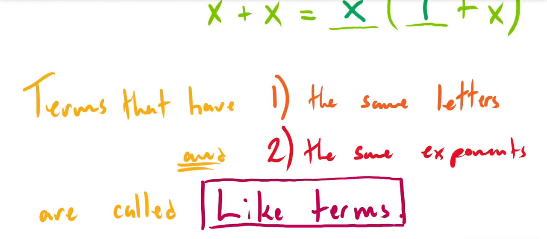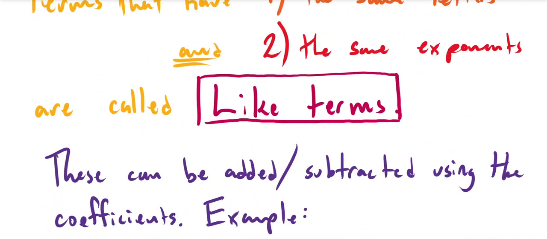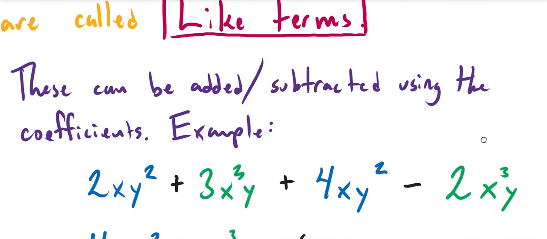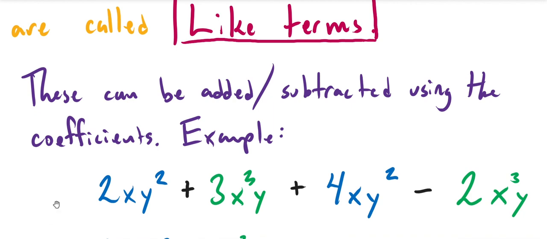So now let's talk about that term I mentioned, no pun intended. If we have two mathematical terms that have the same letters and at the same time the same exponents, these are called like terms. Like terms are special because we can add and subtract them to one another. We can't really add and subtract things that aren't like terms. And in fact, those can be added and subtracted to each other just by using the coefficients. So here's an example. Let's add these 4 terms together.